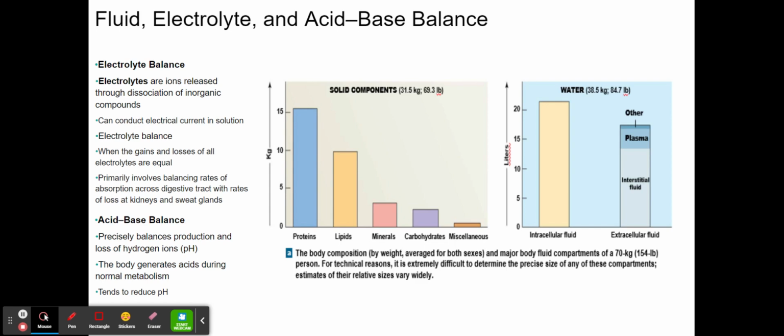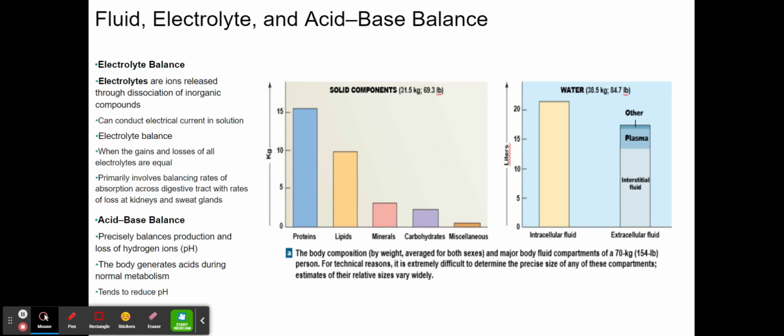If the gains and losses for every electrolyte are in balance, you're said to be in an electrolyte balance. Electrolyte balance primarily involves balancing the rates of absorption across the digestive tract with the rates of loss by the kidneys, although losses at sweat glands and other sites can play a secondary role. Third is your acid-base balance.